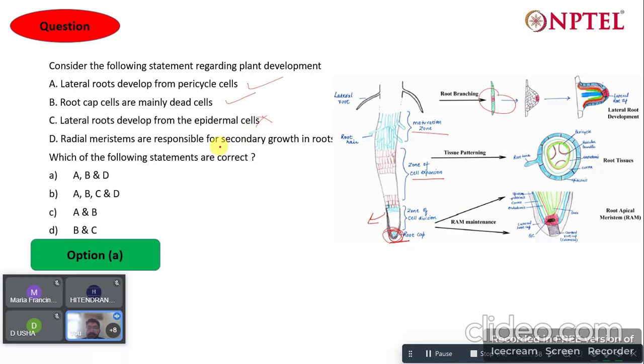And lastly, the radial meristems that are present. The radial meristems are the ones that increase the growth of the plant in the radial direction. That is the secondary growth. So they help in the secondary growth of roots. So statements A, B, and D are correct. Okay, any doubts in this question?